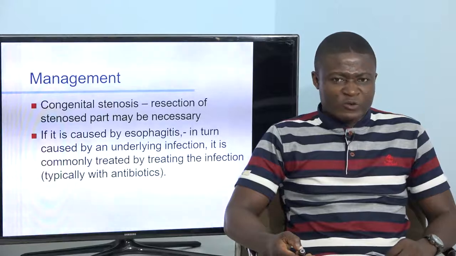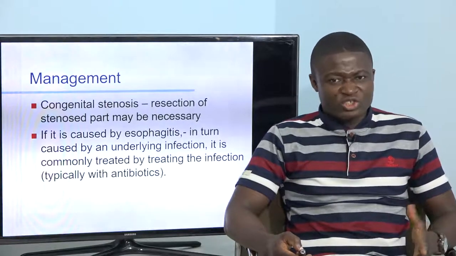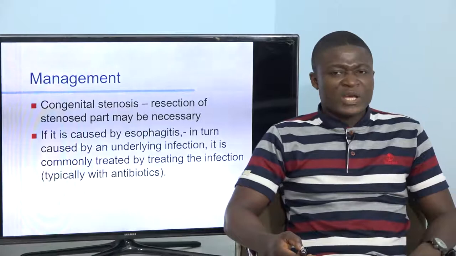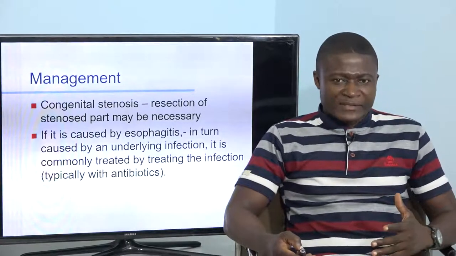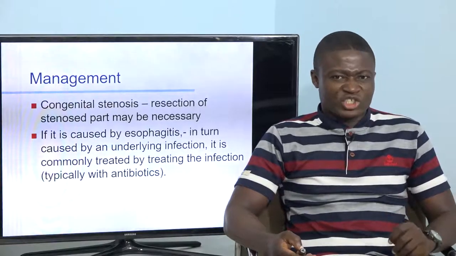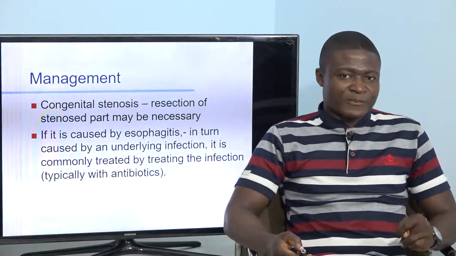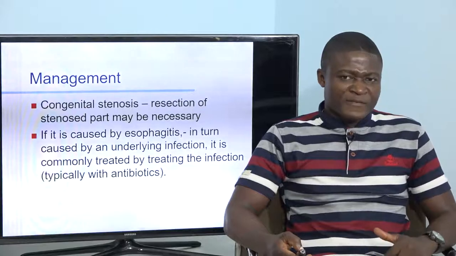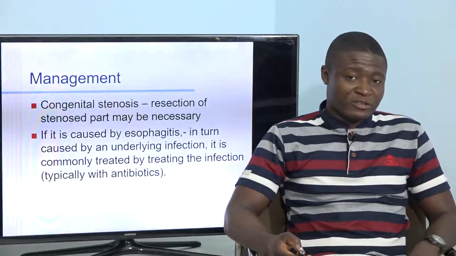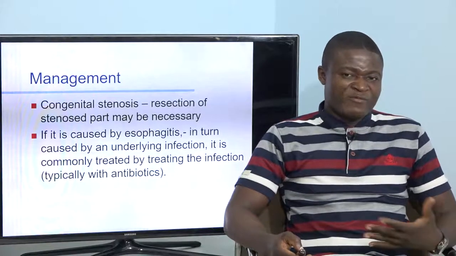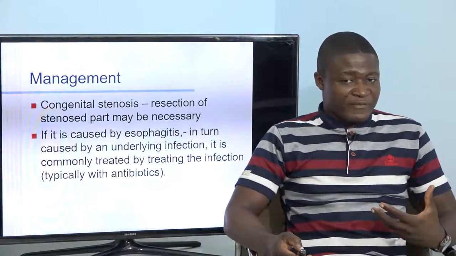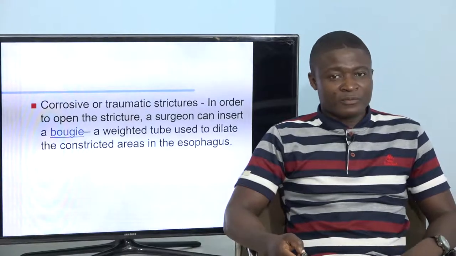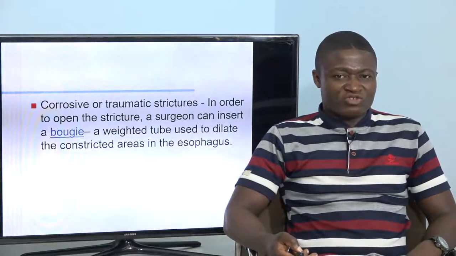If it is caused by esophagitis, like I said, there was an infection or inflammation in the esophagus, and as a result of that, there is tissue destruction and healing has taken place, and that has left behind fibrosis or scars, it is commonly treated by treating the infection, typically with antibiotics. So what we are saying is, if the problem is as a result of infection or inflammation, we want to give antibiotics. These antibiotics will kill the organisms and the wounds will get healed. It may leave behind some tissues. I'm talking about fibrosis or scars, as we said earlier on, which may only need a surgical repair to clear it off. Then we have corrosive or traumatic strictures.